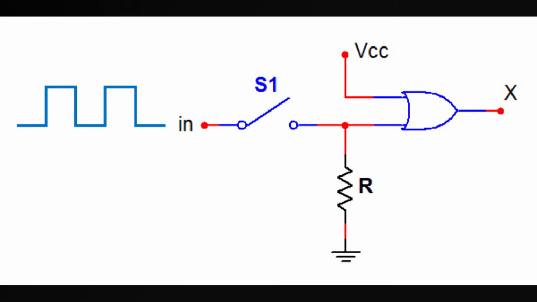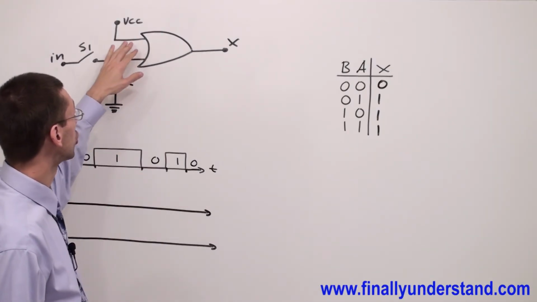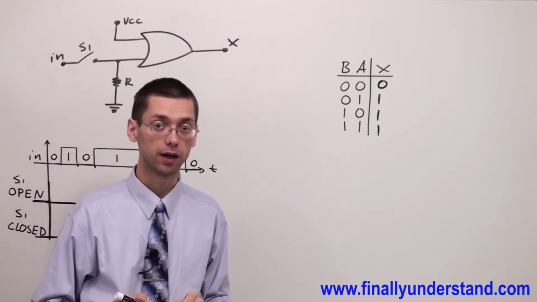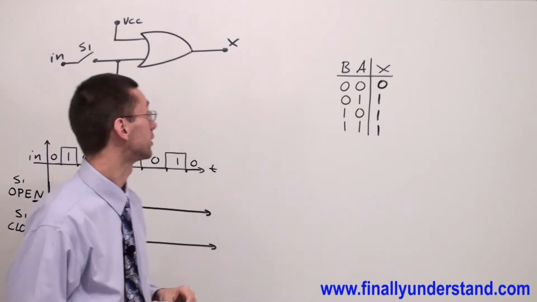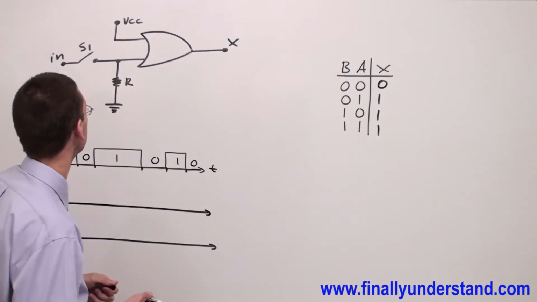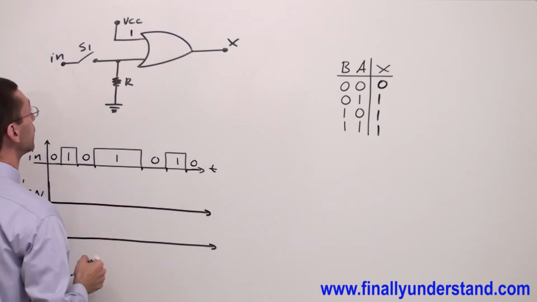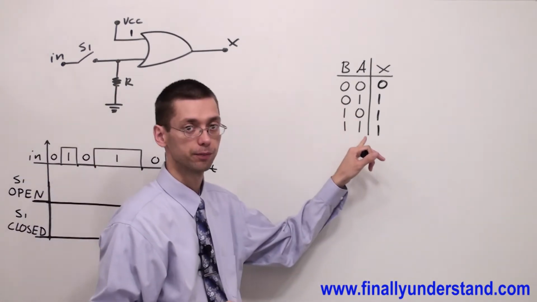Let's take a look at this example. Now, please notice that first input is connected directly to VCC. Anytime input of any gate is connected directly to VCC, it means that there is always logic 1 at that input. Okay? Next, you're supposed to look at the truth table.